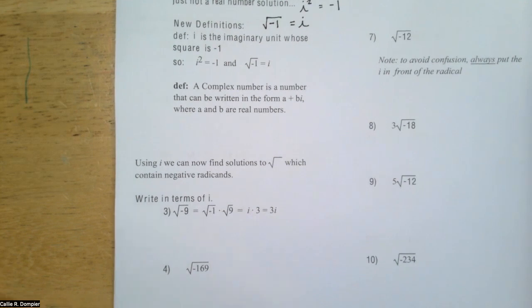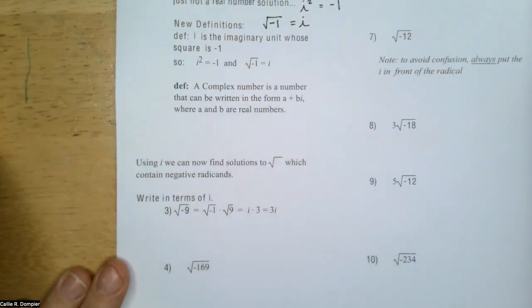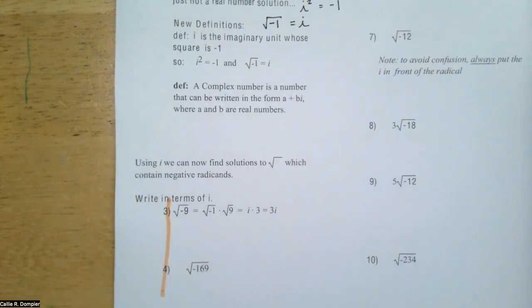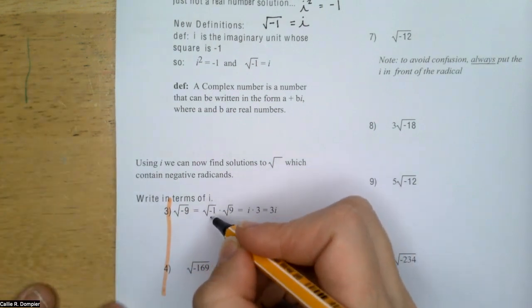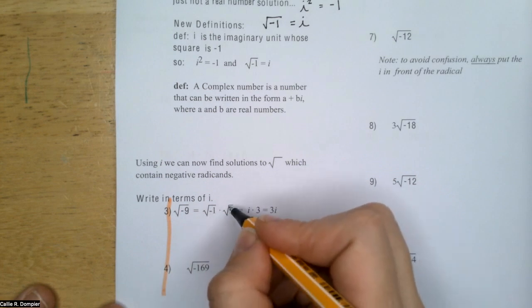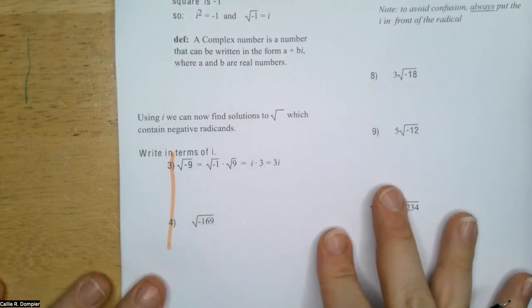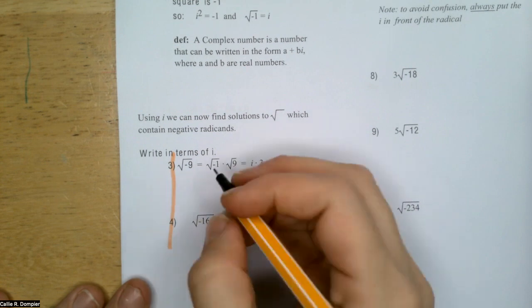All right. So number 3, the square root of -9, which we can then rewrite as the square root of -1 times the square root of 9. The square root of -1 is i, and the square root of 9 is 3. So our answer is 3i. And that is true, right? -9 is just -1 times a positive 9, if you want it to be.